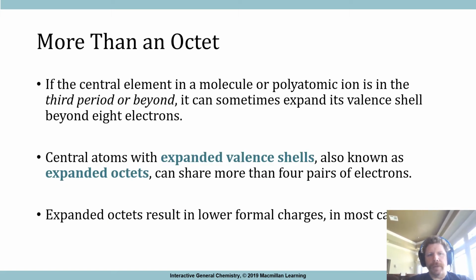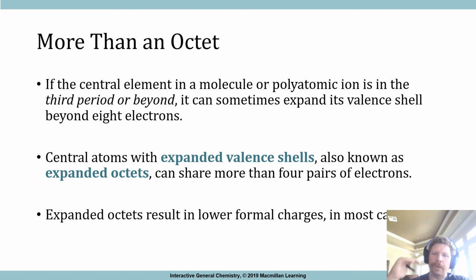Now, where it gets a little bit hairier is whenever you exceed the octet. If a central element in a molecule or a polyatomic ion is in the 3rd period or beyond, remember periods are the rows going left to right, it can sometimes expand its valence shell. So if you think about the 2nd period, it has nitrogen, oxygen, carbon.